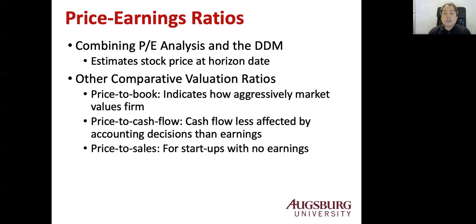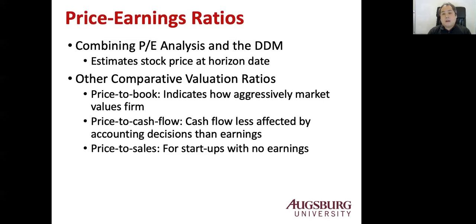The price to book ratio indicates how aggressively the market values the firm. The book value is basically the value when they issued the stock. If the price is quite high, then they perform pretty well. The market aggressively values the firm relative to the cost of the company's equity money. The price to cash flow ratio may resolve the issue of earnings management because cash flow itself may be less affected by accounting decisions, so it avoids the earnings management problems. Still, cash flow itself does not really show the performance.